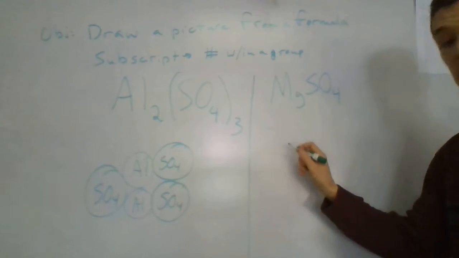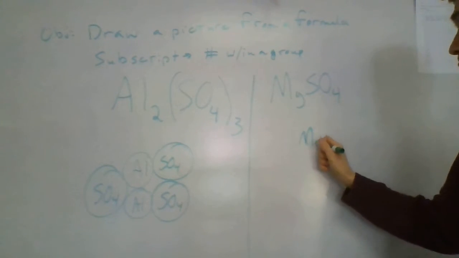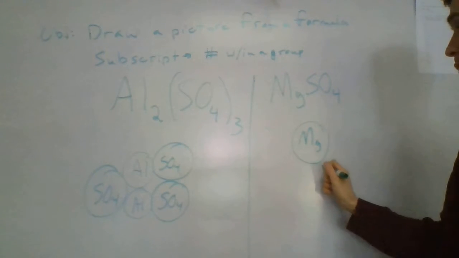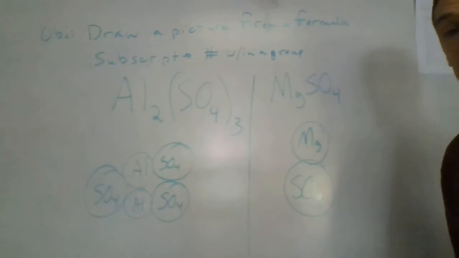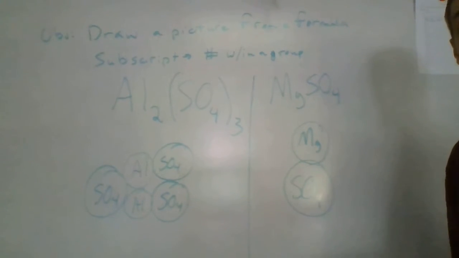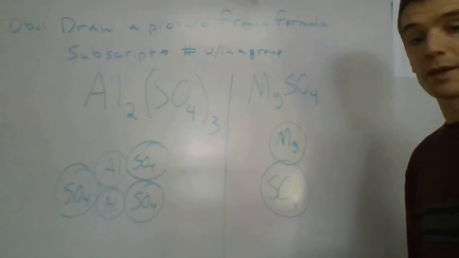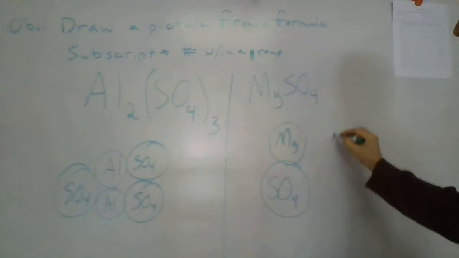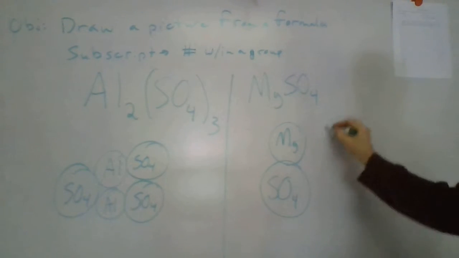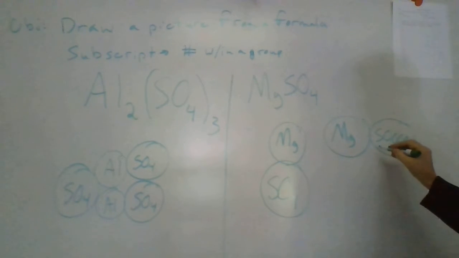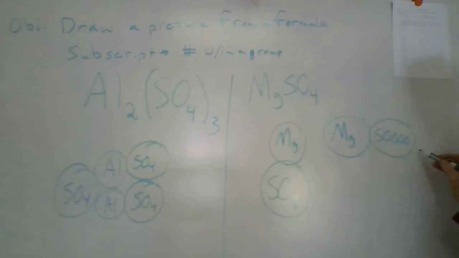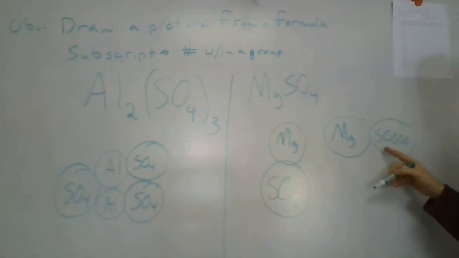And to draw this one, I'm going to have 1 magnesium and 1 sulfate. Now, I could do this too. I could write the SO out with 4 O's like that. All right?